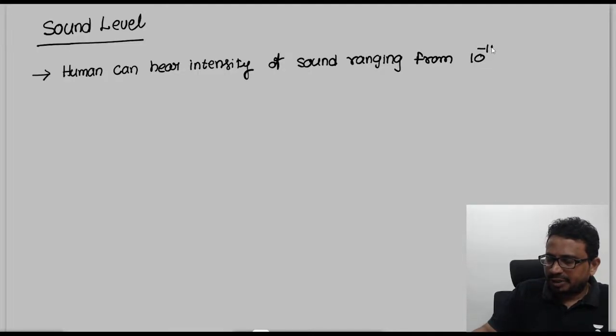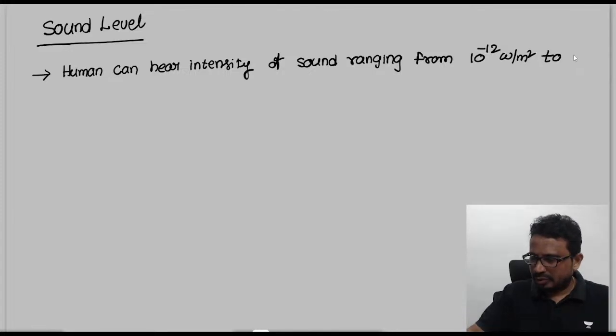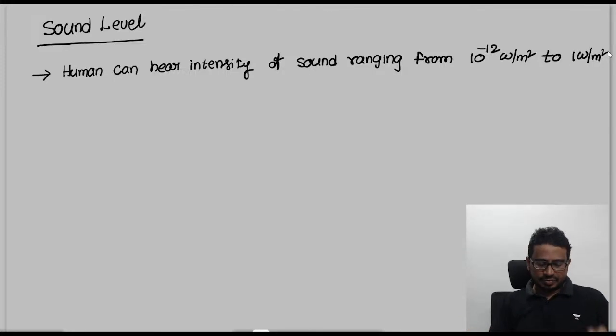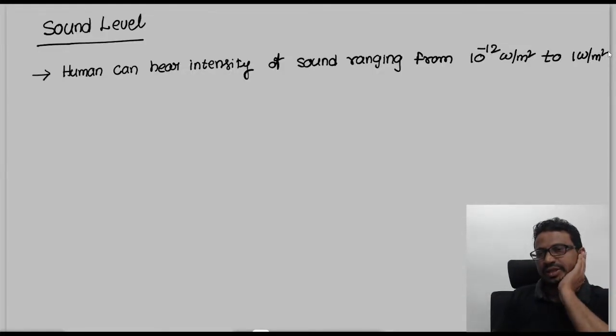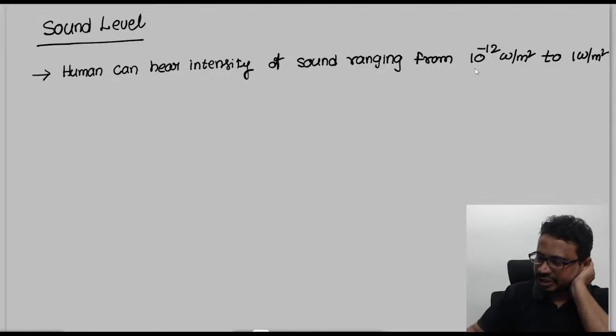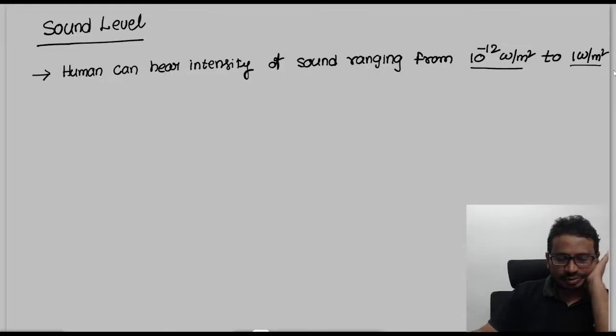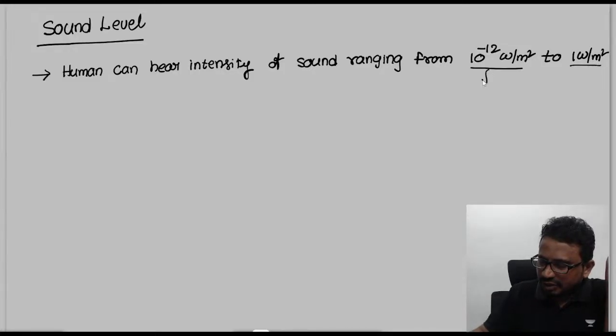10 power minus 12 watt per meter square to 1 watt per meter square. This is the range of sound level humans can hear. And this 10 power minus 12 is the minimum sound we can hear.